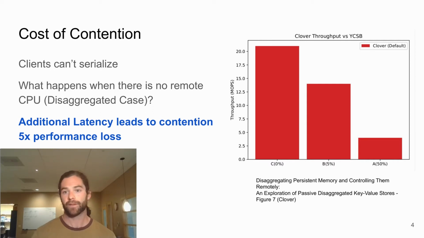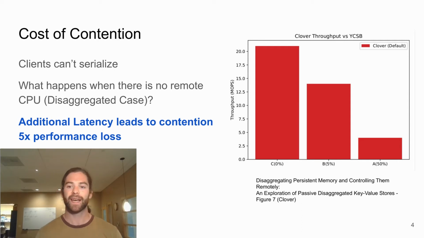And so what happens when you make this disaggregated assumption? Well, when resources are contended, it leads to a performance loss. What you see on the right here is a chart that I've collected from results posted in Clover where the writes are increased. Using the YCSB benchmark, which has, under the C definition, 0% writes, B is 5% writes, and A is 50% writes.